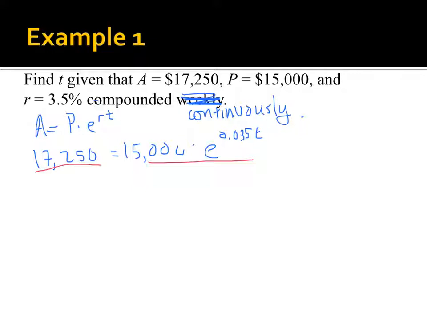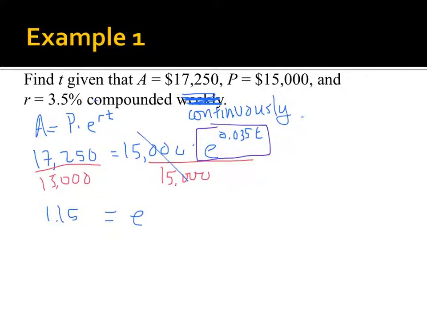I want to isolate the E. I want to isolate the piece that has the T in it. So what I'm going to do is divide both sides by 15,000, which is the same step we did last time. On the left, 17,250 divided by 15,000, if you remember, is 1.15. Here, these cancel, and I'm left with E to the 0.035t. Again, our goal is to get to this t here, so we're going to go ahead and use the function that's called the natural log. This time we have a different reason for using the natural log function, but we're going to go ahead and plug in the 1.15 and this whole expression with e.